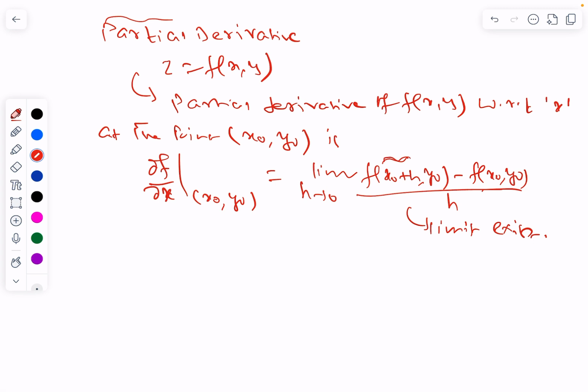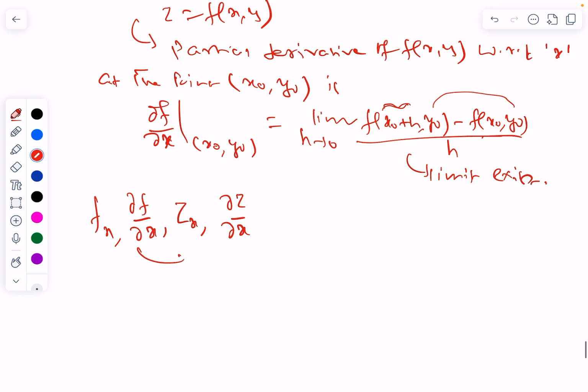So the change is only in x and there is no change in y. So this is called the partial derivative of f with respect to x. We can denote this as fx. We can also say del f by del x. We can also write z suffix x, or we can write del z by del x also. So in other words, if we take the partial derivative with respect to x, there is no change in y. So when you take the derivative with respect to x, treat y as constant.